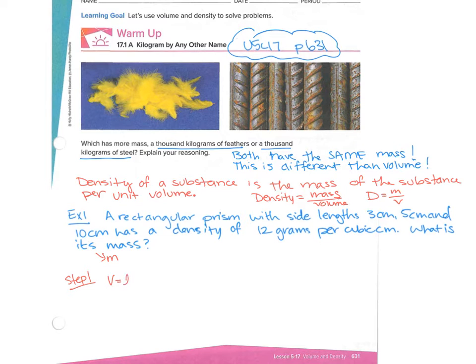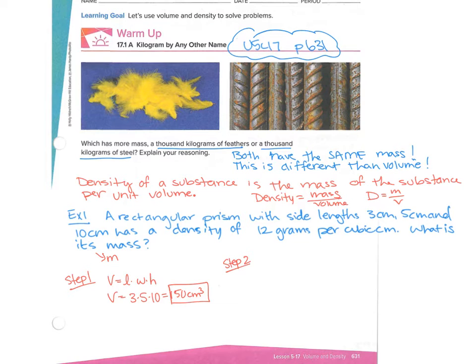Well, the volume of a rectangular prism is length times width times height. So I know it's 3 times 5 times 10. So my volume is 150 centimeters cubed. Okay, so step 2. Let's plug that into my density equation.